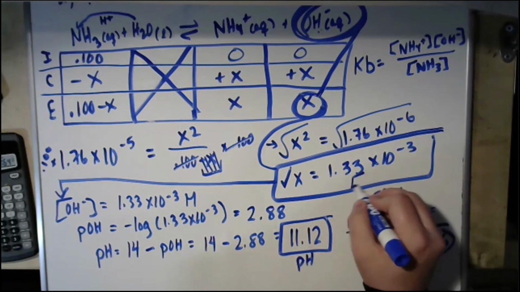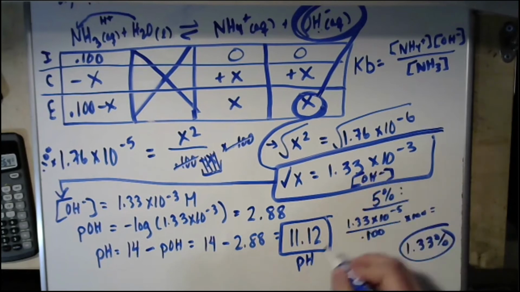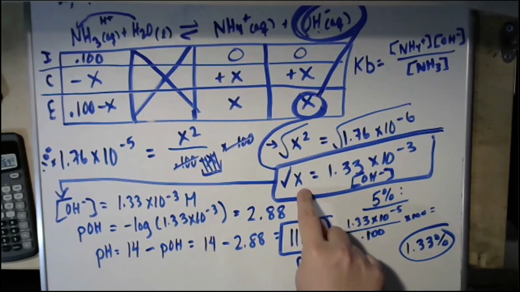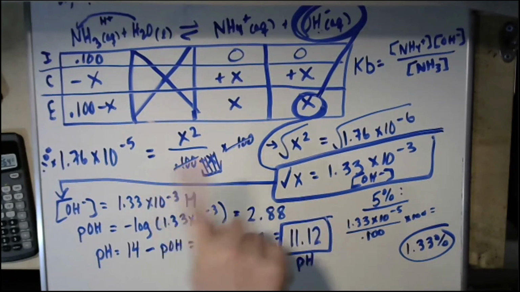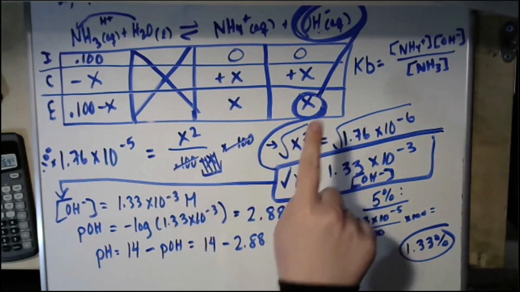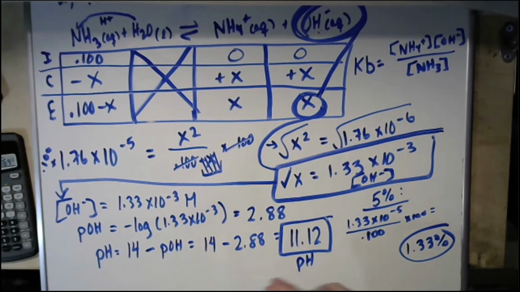So this is our OH minus concentration. This is our pH. Okay, so you just want to be really clear on that final step. We have to always remind ourselves what this x stands for. When we solve for x and we're working with a basic solution, that x represents our hydroxide ion, not our hydrogen ion.